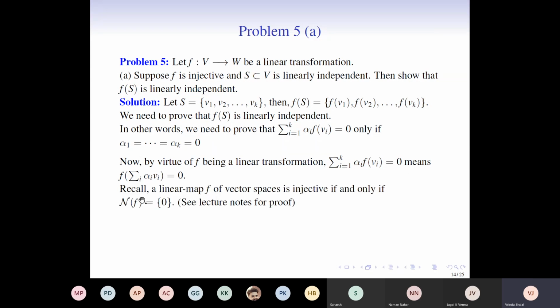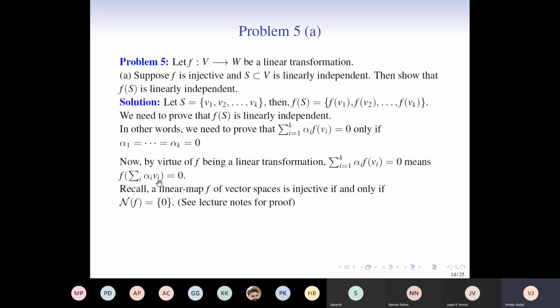An important property to recall from lectures is that a linear map f of vector spaces is injective if and only if the null space of f is 0. Lecture 7 gives a nice proof of this property, and it is an important property, so please go through it. Now the null space of f is 0.